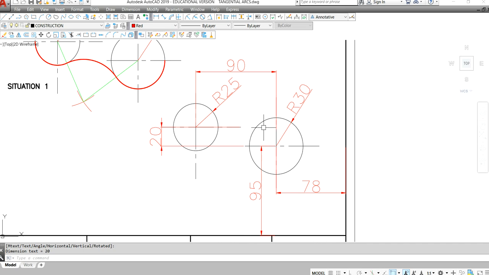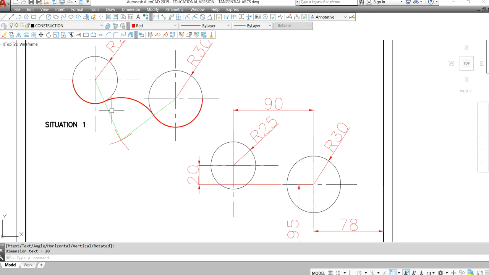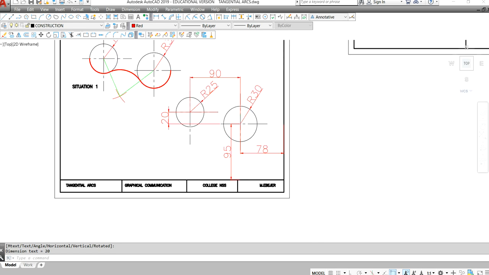So first, draw the two circles, 25 and radius 30. The first one 78 offset and 95 from the title block. The other one 90 offset and 20 offset upwards. Okay, take time to do these two circles. These initial circles, make sure you do them construction. Don't do them outline, very important. With the outline, the arc we're gonna show in red like we did in the first situation.